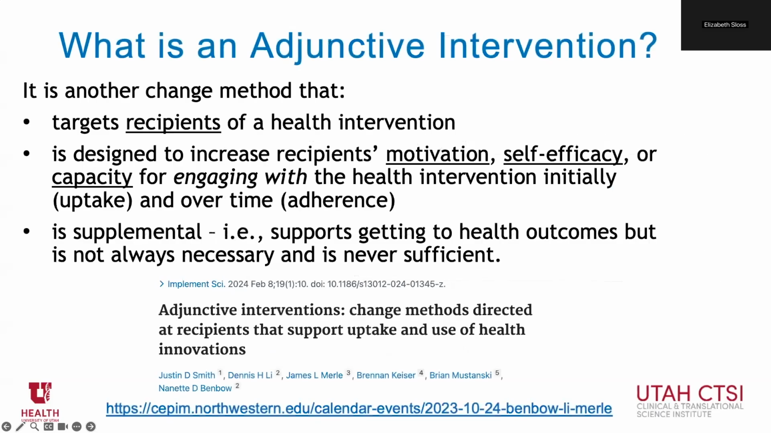So through this work, we came up with a new term for a change method called an adjunctive intervention. This is something that targets recipients of a health intervention, and it's designed to increase their motivation, self-efficacy, or capacity for engaging with that health intervention. Initially uptake and then over time adherence. So this is something that's supplemental, right? If you get a text-based reminder to take your pill, that in itself does not get you to seronegativity, but it's kind of like an adjunct professor, right? You're that person that's kind of meeting in the middle and you're helping somebody engage with that intervention.